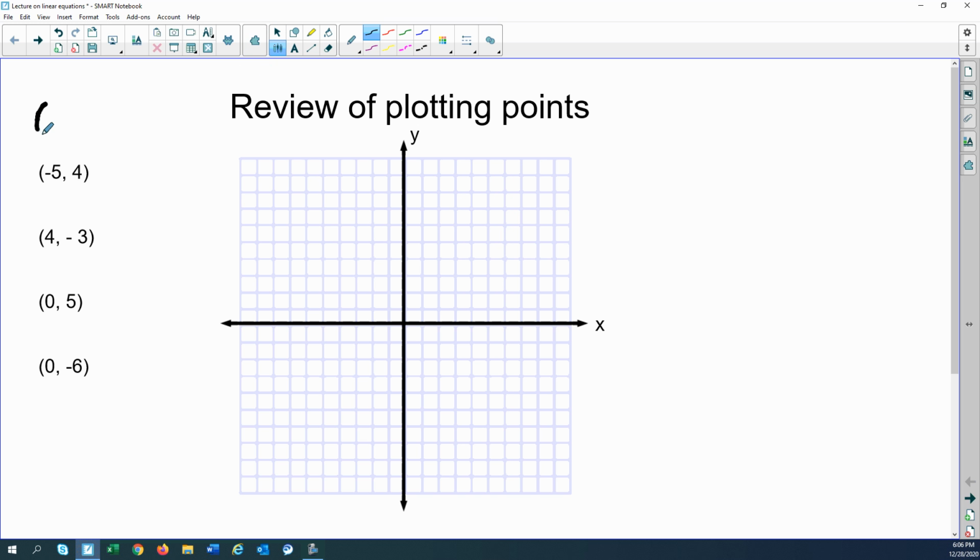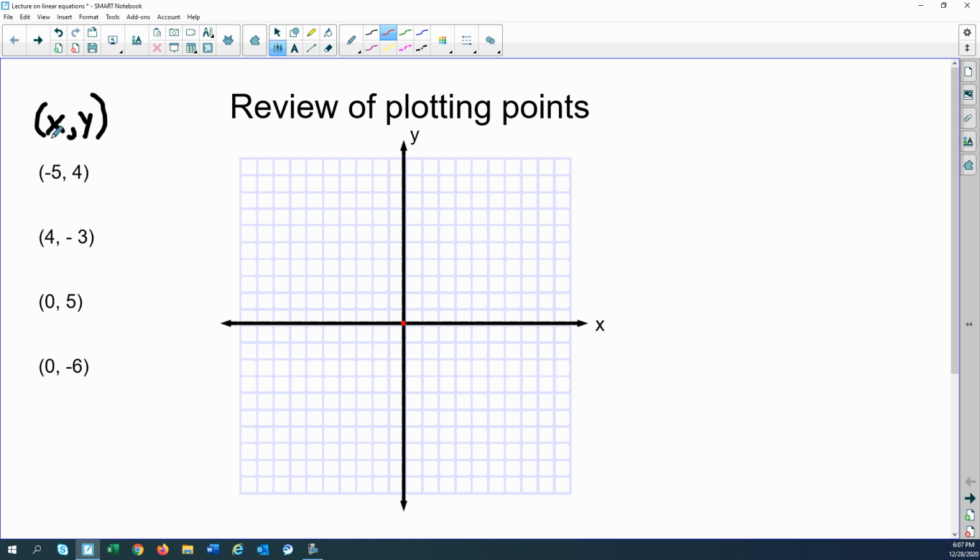Remember, your ordered pairs are going to be x value first and then your y value. And when you're plotting points, you should start at the origin, which is the point 0, 0. So if we make a red dot on there, that's our starting point. That's like your home spot, and you're going to use the ordered pairs as directions to get to where the point is that we're talking about.